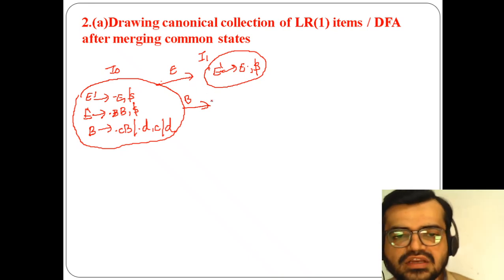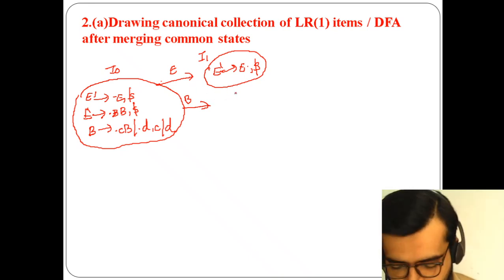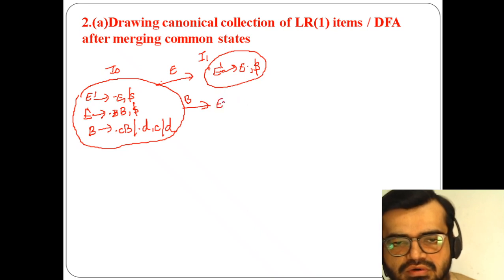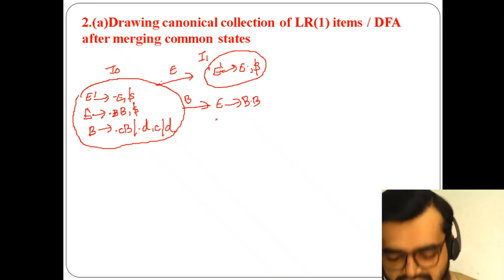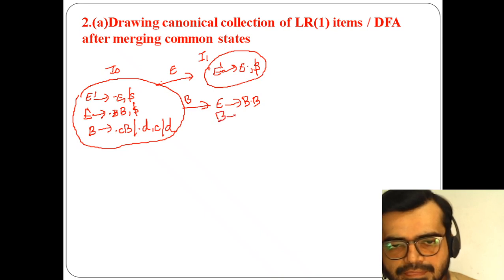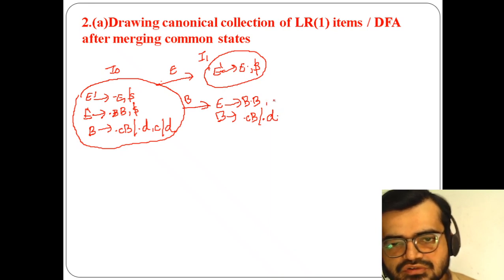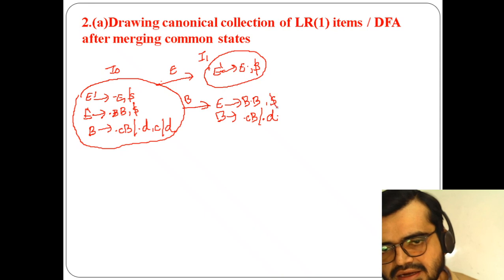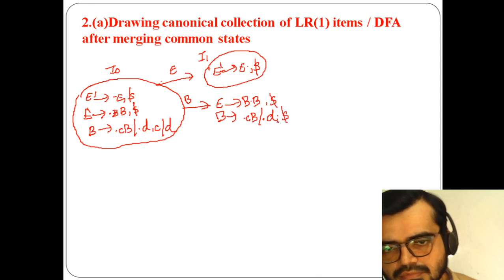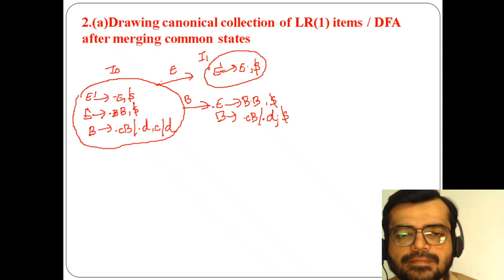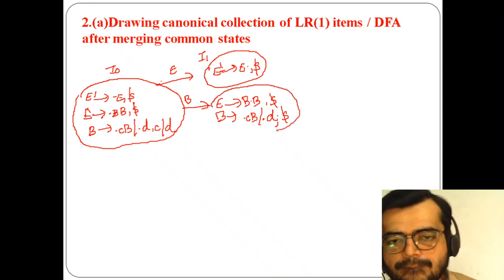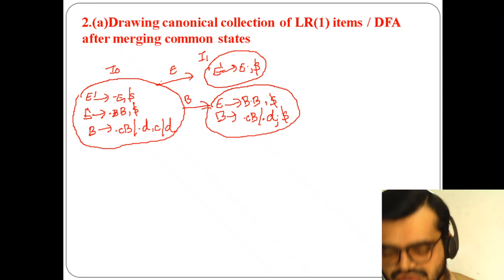Okay, I2 will also be the same because there is no update in I2. The only updates are in I3 and I6, and other states also, but there is no update in I2. So as it is I'm putting here B of, what is that, dot small c capital B or dot D. What are the lookahead symbols here? The lookahead is dollar, okay, and here also it is dollar. That is I2.